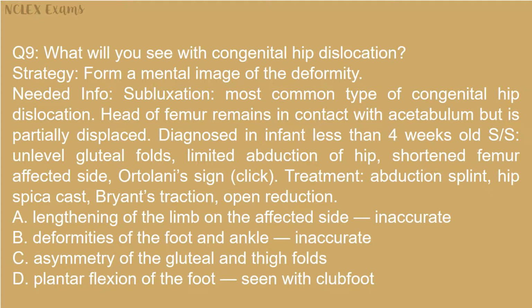Question 9. What will you see with congenital hip dislocation? Strategy. Form a mental image of the deformity. Needed info. Subluxation, most common type of congenital hip dislocation. Head of femur remains in contact with acetabulum but is partially displaced.